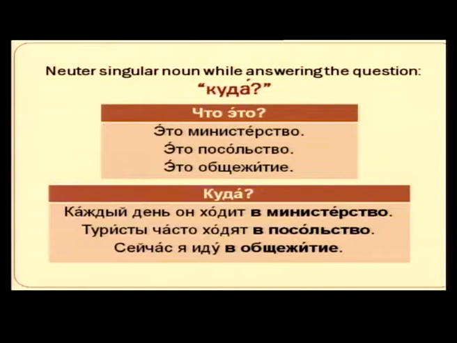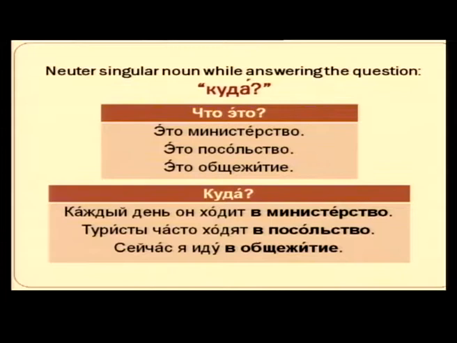Что это? Это министерство. Что это? Это посольство. Что это? Это общежитие. Here we have used several examples of neuter gender, like what is this? Это министерство. This is the ministry. Что это? What is this? Это посольство. This is the embassy. Что это? Это общежитие. And what is this? This is a hostel. And when we use them with the question куда, we have: Каждый день он ходит в министерство.